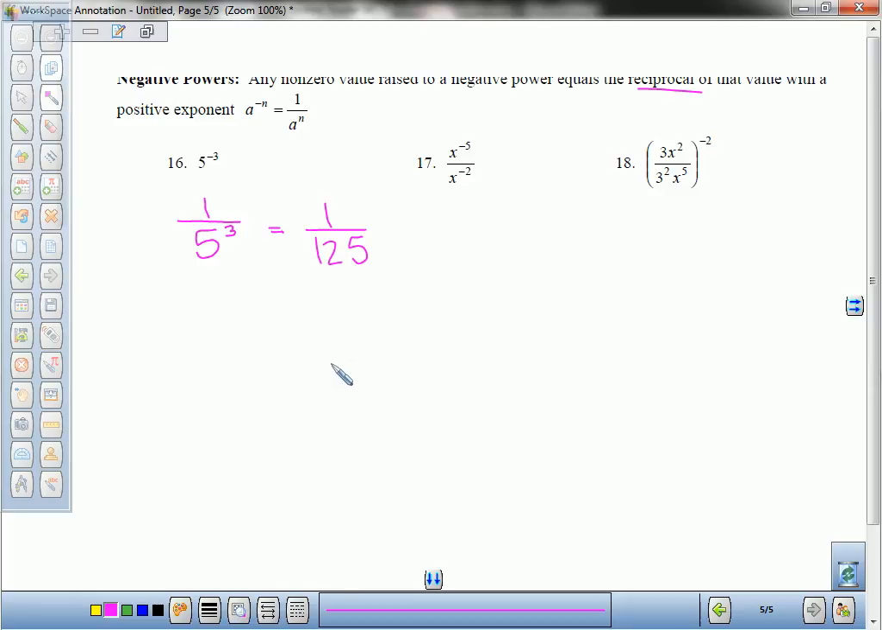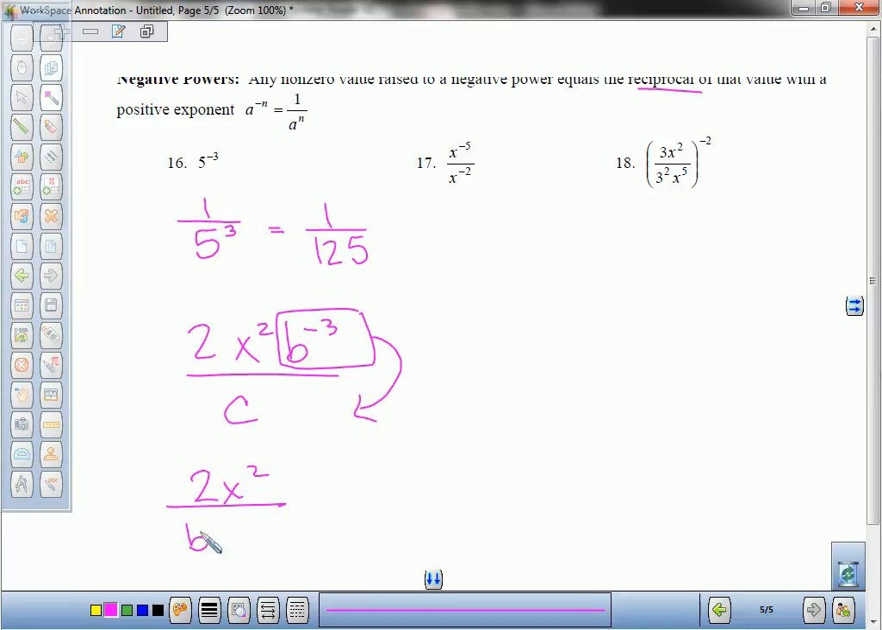Okay, now what happens if we have a negative exponent that's already in a fraction? Instead of doing reciprocal, we just take anything that's to a negative exponent and move it. So let's say we had 2x squared b to the negative 3rd over c. So any part of the expression that's raised to a negative exponent moves. So this would become 2x squared over b to the positive 3rd c. So when you move it, it becomes positive.